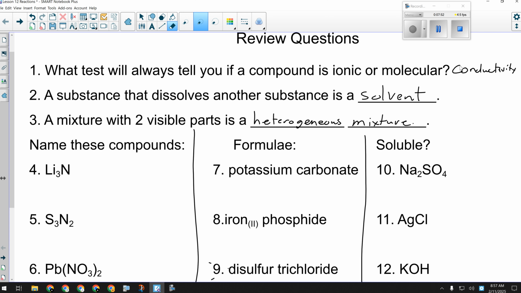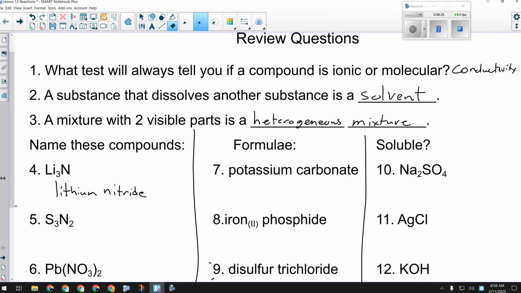So 4, 5, and 6, naming here. For number 4, is this ionic or molecular? Ionic. Lithium is a metal, right? Do I need prefixes in an ionic one? No. So I'm just going to write the name of the metal and the name of the non-metal, ending in -ide. Do I need anything else? Does this one need Roman numerals? No. Lithium only has one possible charge. We're done. Lithium nitride is the final answer.